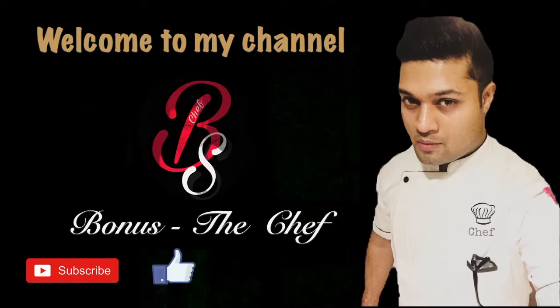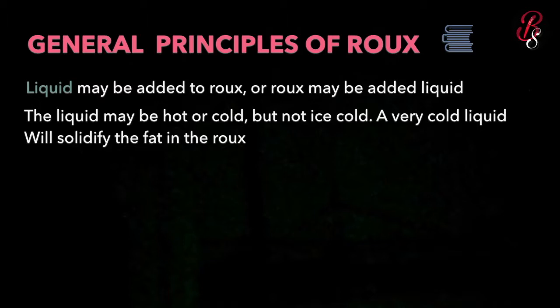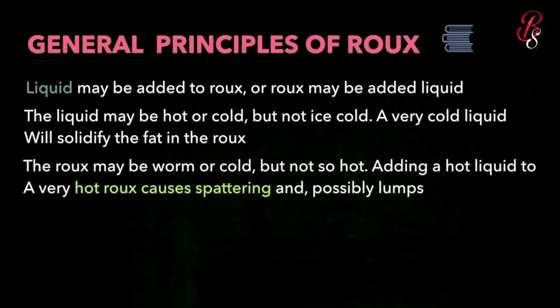So let's start with the points. The first term is all about our general principles of ROUX. Liquid may be added to ROUX, or ROUX may be added to liquid. The liquid may be hot or cold, but not ice cold. A very cold liquid will solidify the fat in the ROUX, right? The ROUX may be warm or cold, but not so hot. Adding a hot liquid to a very hot ROUX causes splattering and possibly lumps.